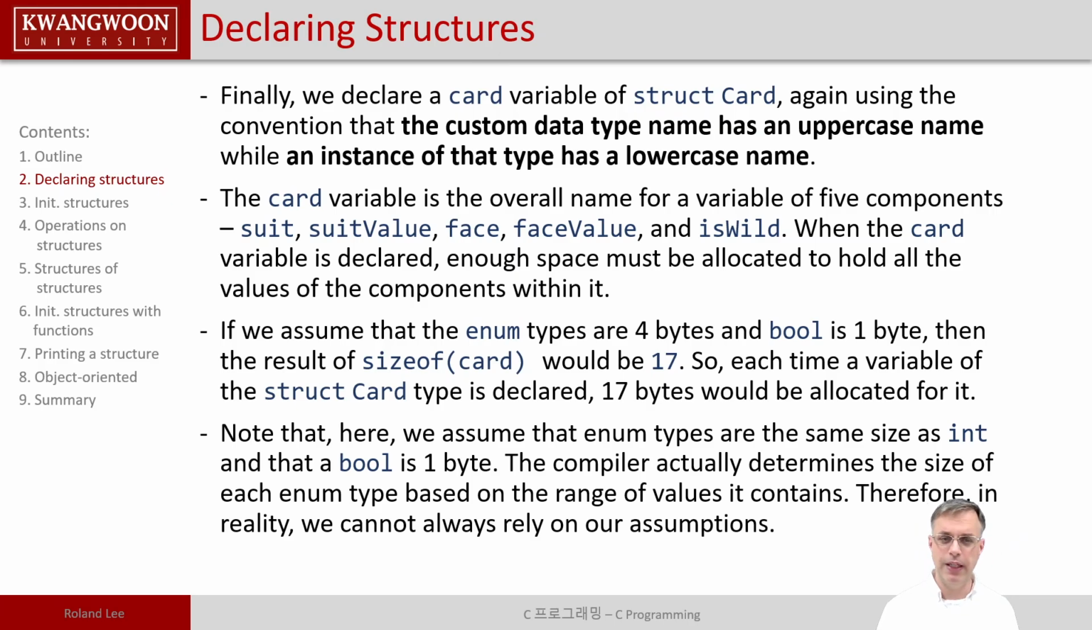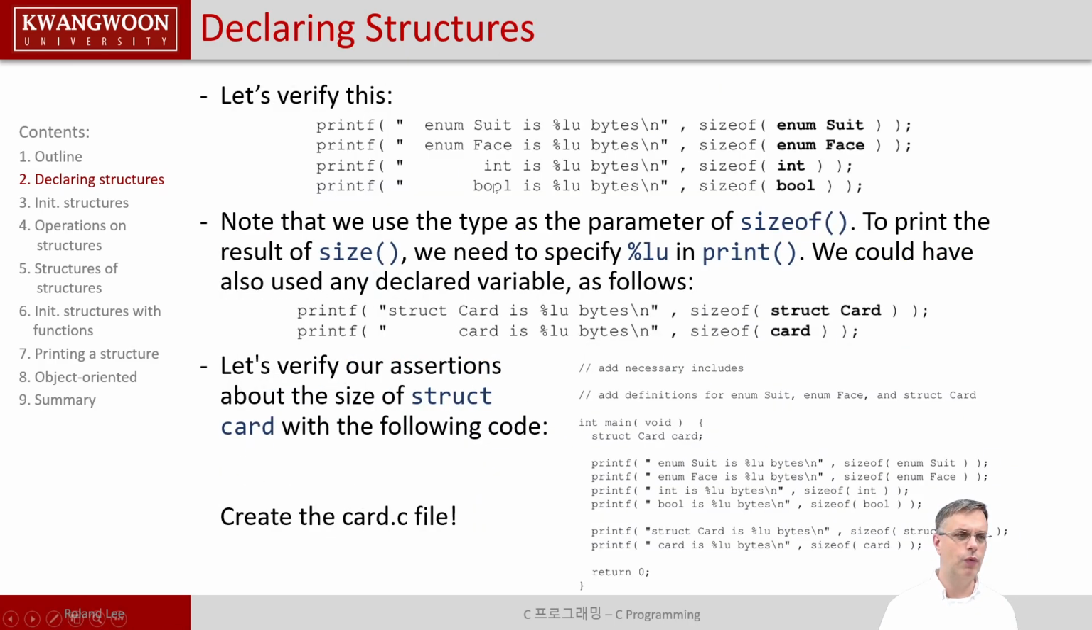Note also that here we assume that enum types are the same size as int, so integer, and that a boolean is 1 byte long. The compiler actually determines the size of each enum type based on the range of the values it contains. Therefore, in reality, we cannot always rely on our assumptions. We can verify this, of course, within the following code we have here.